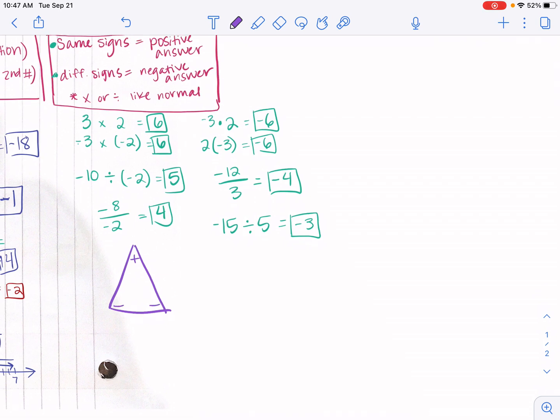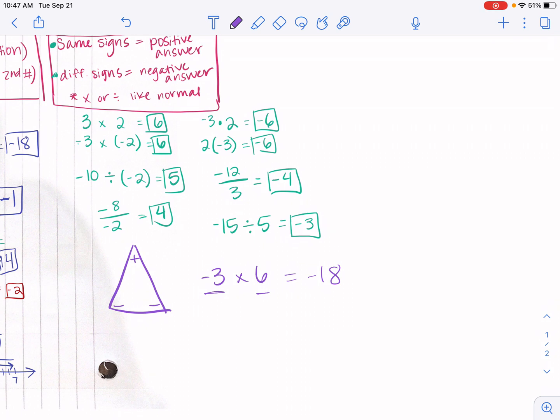Let's do a multiplication or division problem. Let's do negative 3 times 6. Okay, so what I'm going to do is I'm going to look over here at my triangle. I'm going to cover up the two signs that I'm using. I have a negative here and a positive here. So I'm going to cover up a negative and a positive. Do you see how a negative is left over? Since a negative is left over, that tells me my answer is going to be negative. So my answer is negative 18.